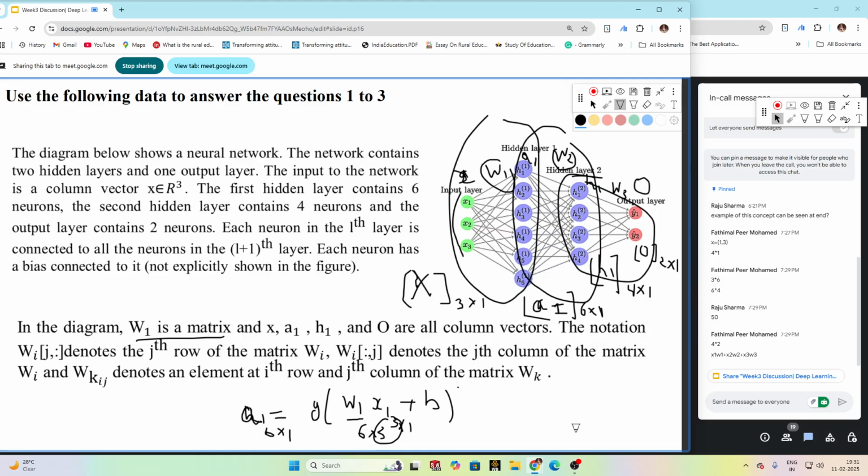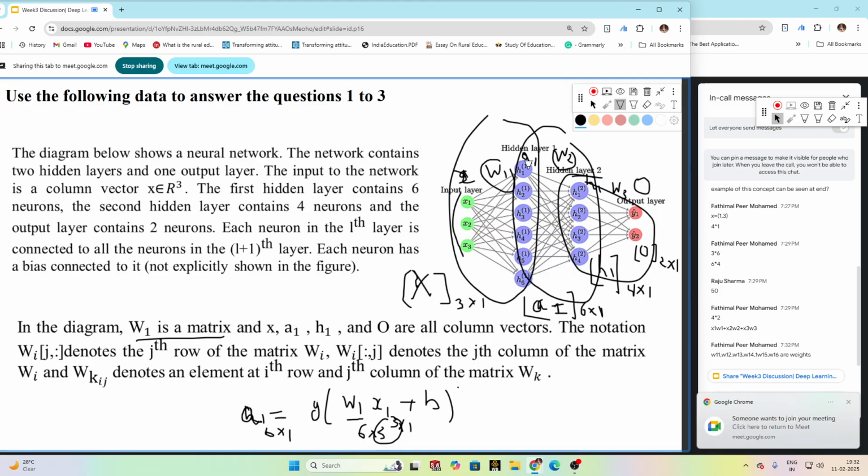And the individual vectors that you mentioned, like 3 cross 1 or 6 cross 1, those are the individual layers. The vector size will depend on the individual layer. As there are three inputs, three neurons here, it is 3 cross 1; six neurons here, 6 cross 1; 4 neurons here, 4 cross 1; 2 neurons here, 2 cross 1. That is the size of the layer. But the weight will be dependent on both, how many neurons in the output layer and how many neurons in the input layer.